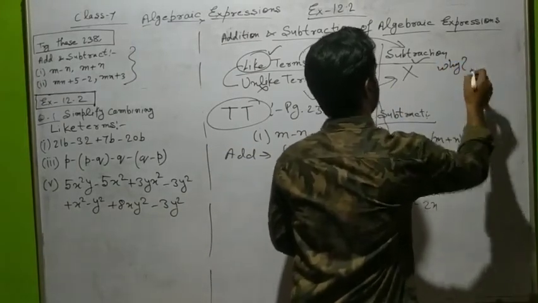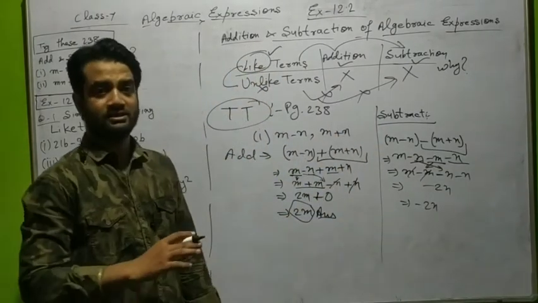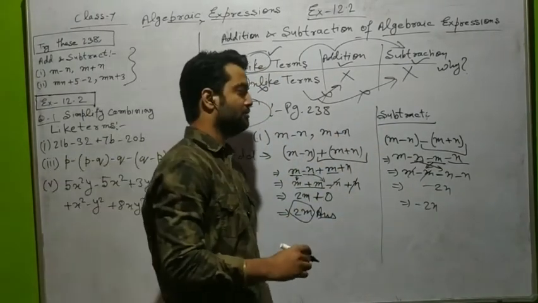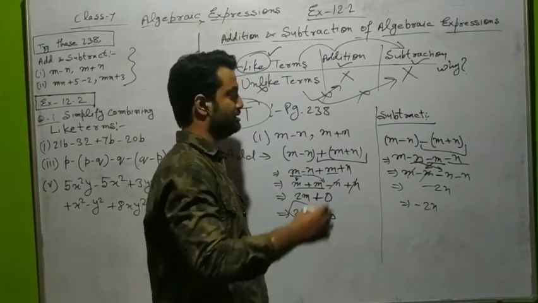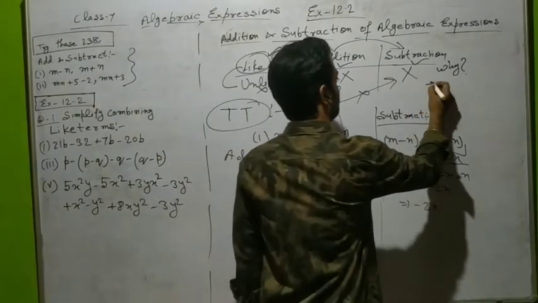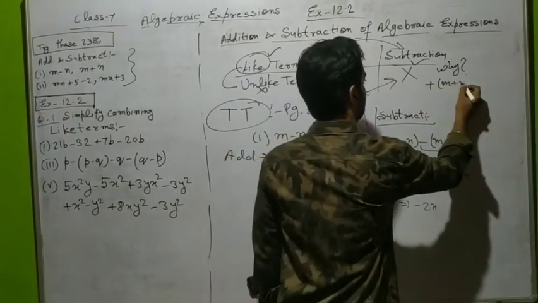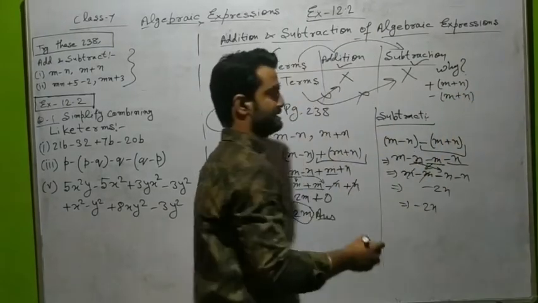Why, when we open brackets and outside is the positive sign, does the sign not change? But when there is a negative sign outside the bracket and we open the bracket, the sign changes. Let us analyze. First it was plus (m plus n), and second is minus (m plus n).